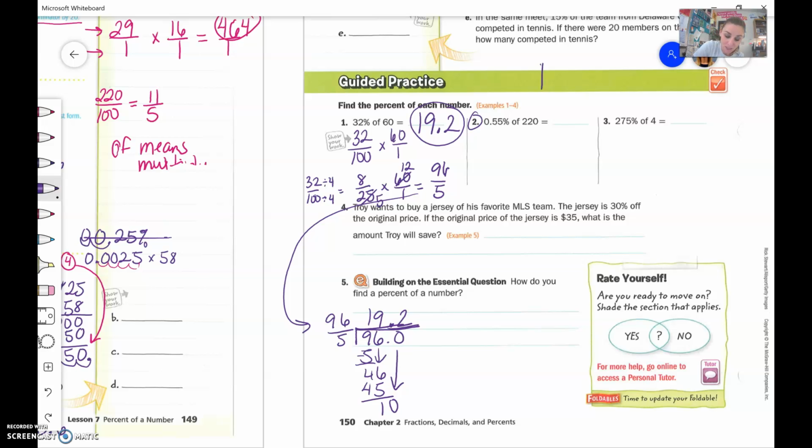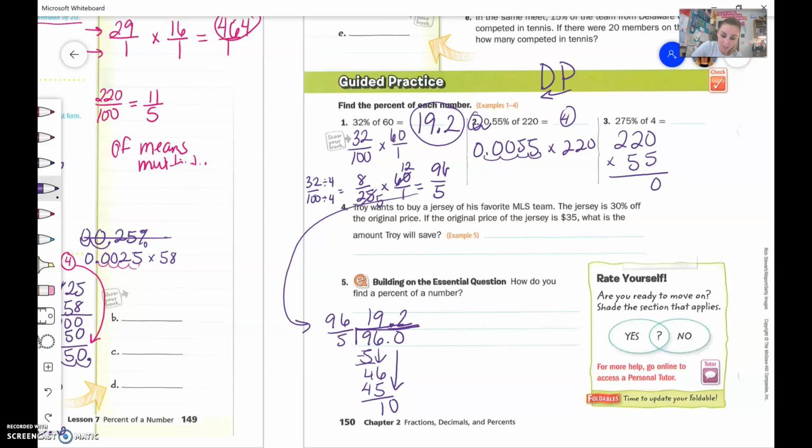Oh, okay, so we're going from a percent to a decimal, so we're going to move this decimal 1, 2, so it gives me 0.0055 times 220. Okay, so we're going to move this decimal out. 1, 2, 3, 4. 4 places. I'm going to write a little 4. And now my problem becomes 220 times 55.